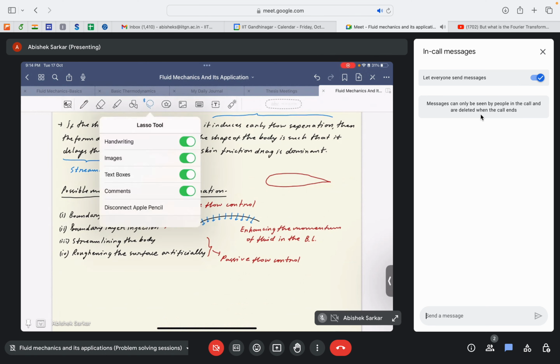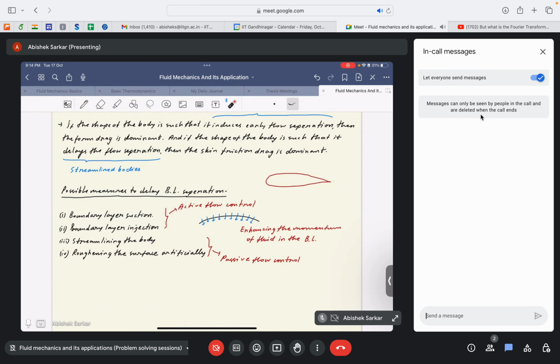So the final part is, what are the possible measures to delay flow separation? First is boundary suction or boundary injection. Basically, if you make some pores in the surface of the body, you can either suck the fluid or inject some fluid so that you can enhance the momentum transfer in the boundary layer.